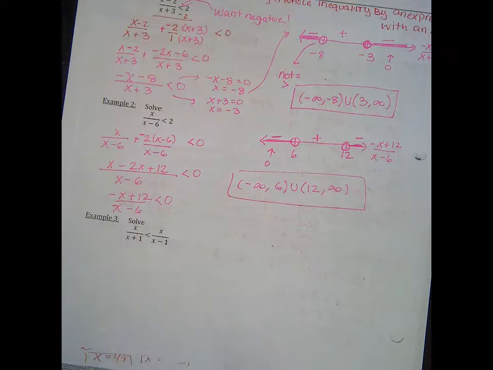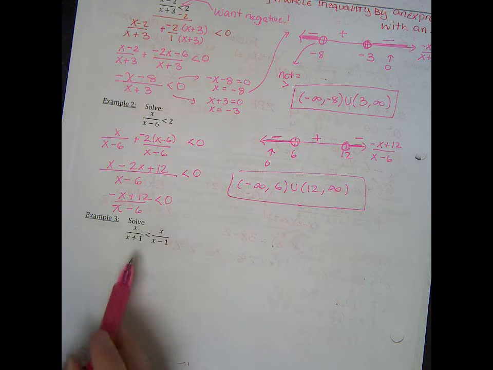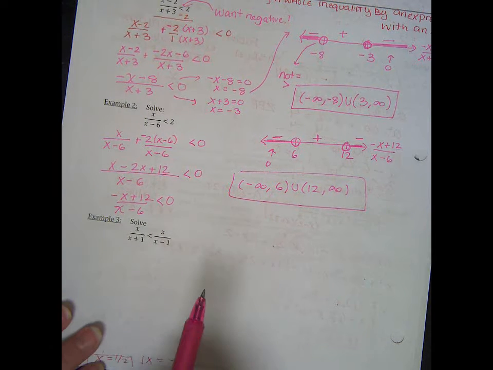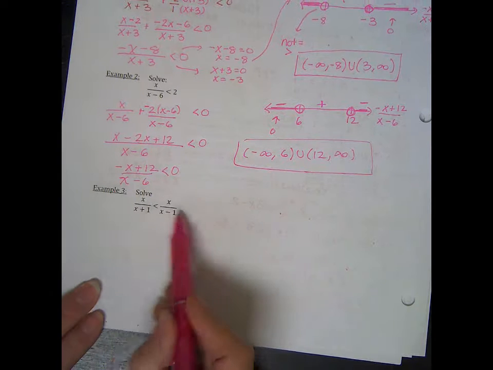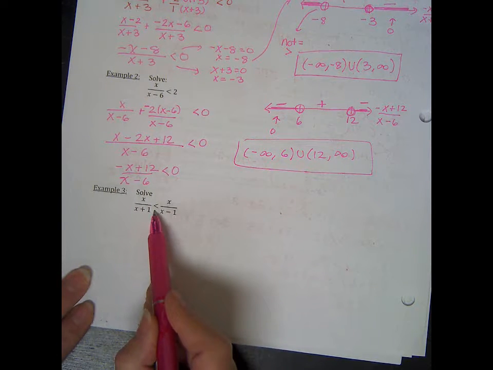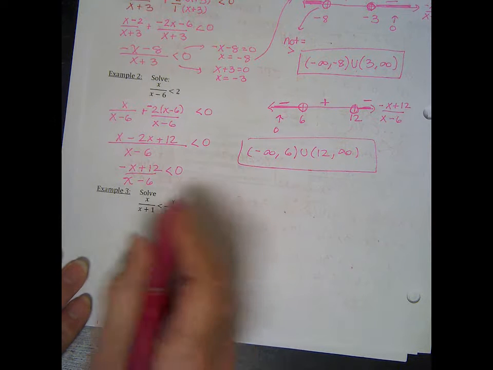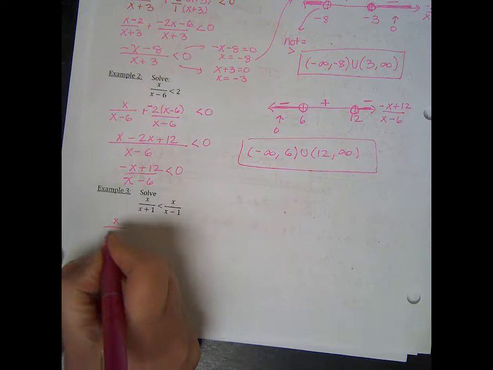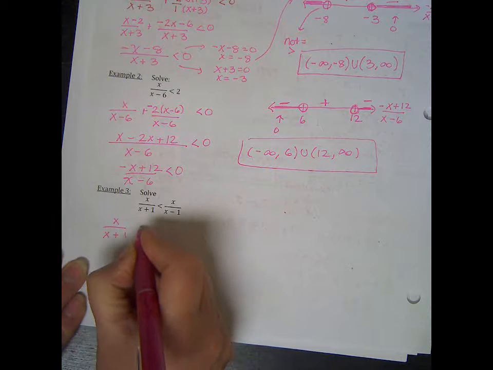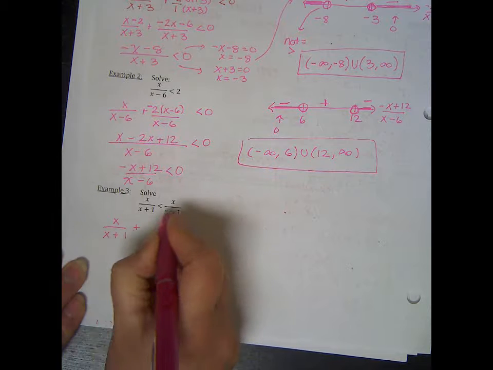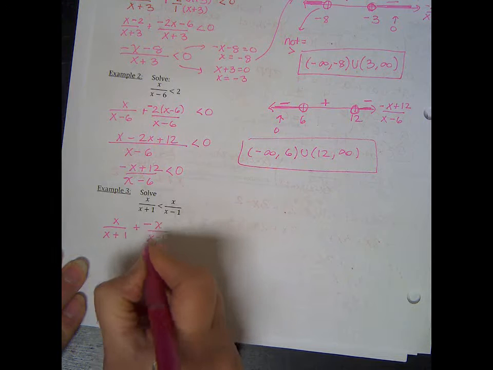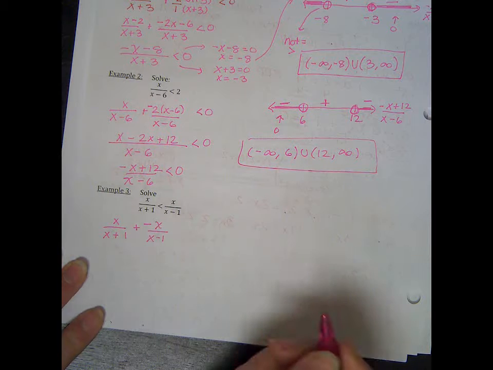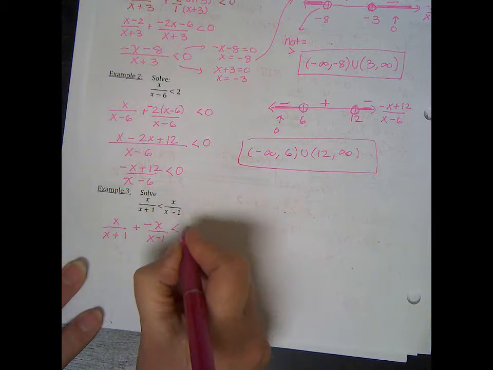Okay, number 3. This one's a little different. Got a denominator on each side. Do not multiply everything to get rid of that denominator. You can't multiply both sides of the inequality by x. So we're going to subtract this big fraction that's on the left over. So I'm going to do a plus negative x over x minus 1. Remember, if you subtract, you can just put the subtraction on top. It's now less than 0.